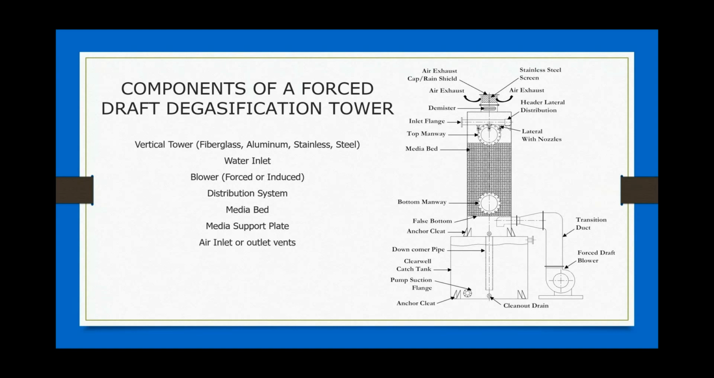Air inlets and outlet vents. Again, if it's an outlet vent, it's a forced draft. If it's an air inlet, typically it's an induced draft. Anchor support, very critical depending on where you're located in coastal regions. Wind designs now are 175-mile-an-hour wind loads. Effluent drain and lifting brackets.